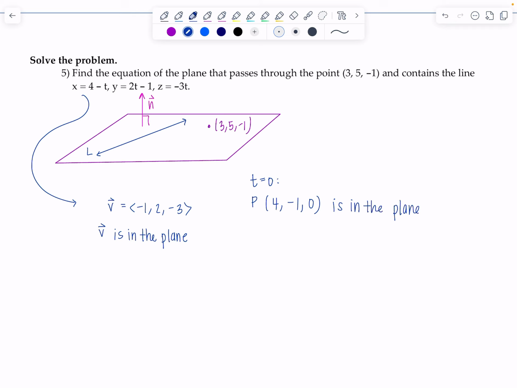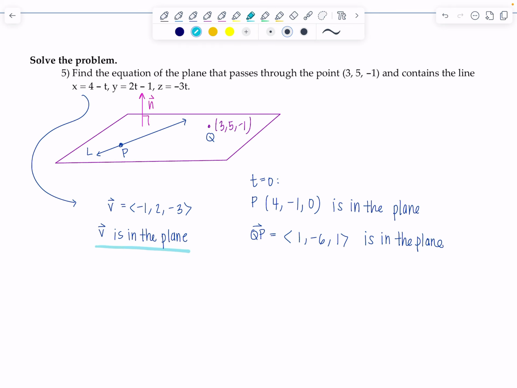and it's on the line, but who cares? So let me make a new vector. I'll call this guy Q. P is over here somewhere, right? Let me make a vector QP, so we don't have a negative leading component. QP has components 1, -6, 1, and it is in the plane. So boom, vector v is in the plane. I don't know where v is. It's somewhere on the line. QP is in the plane.